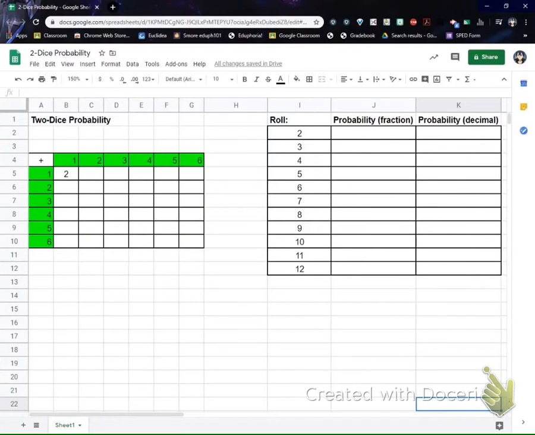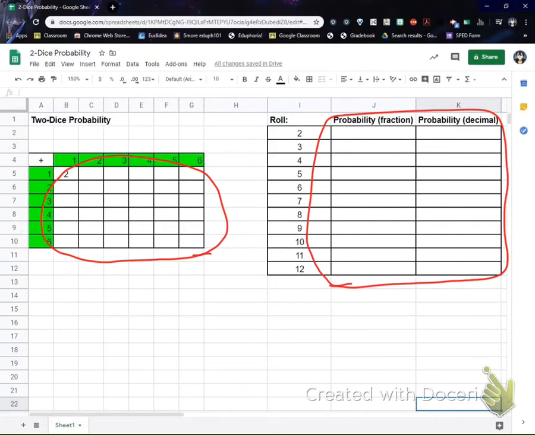Hello all, your assignment for today is going to be to complete this table about the probability of outcomes rolling 2 dice. That means I'm looking for you to fill in every single number over here and every single number over here. Now this is really pretty easy. It's very much based on the simple probability that we did last week.